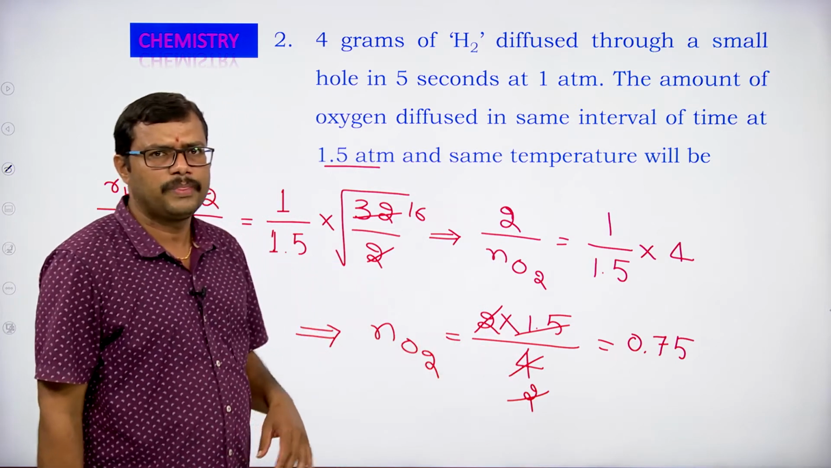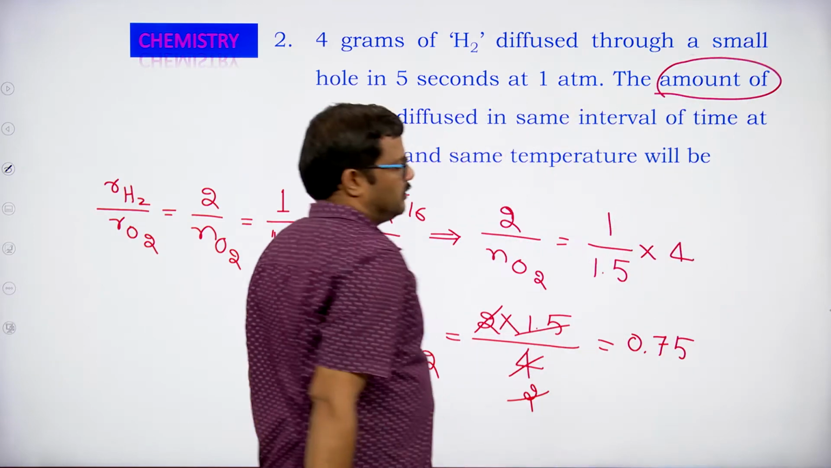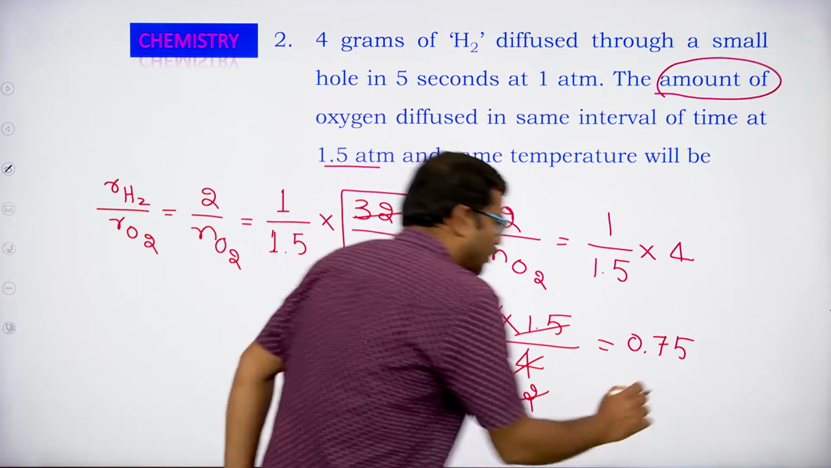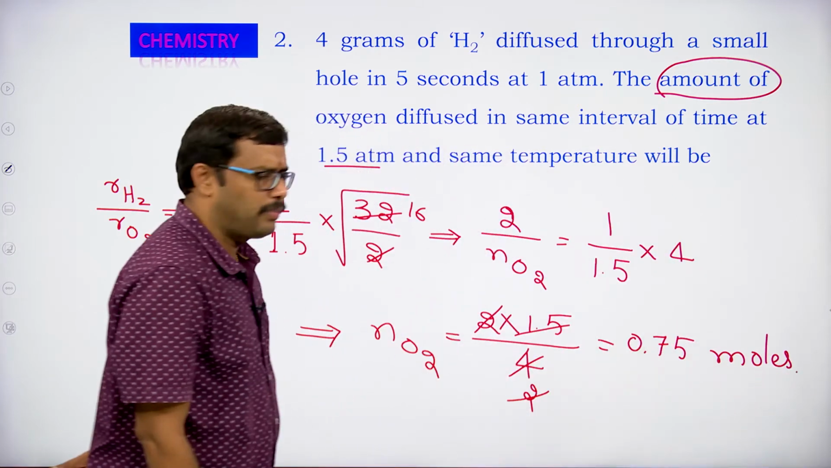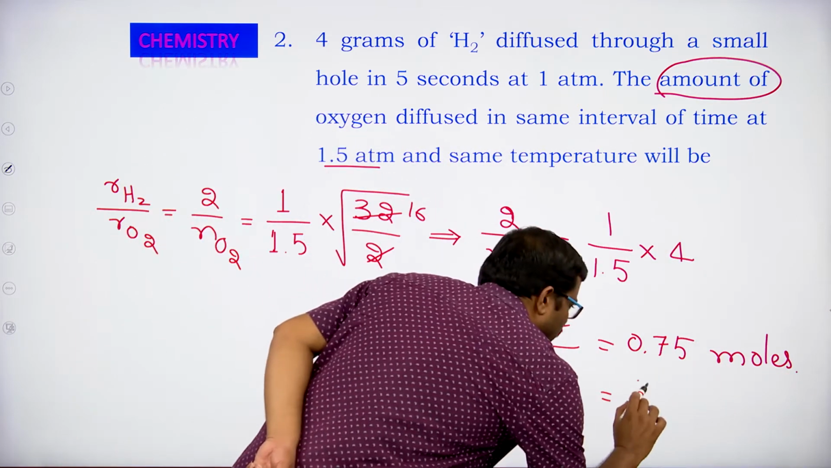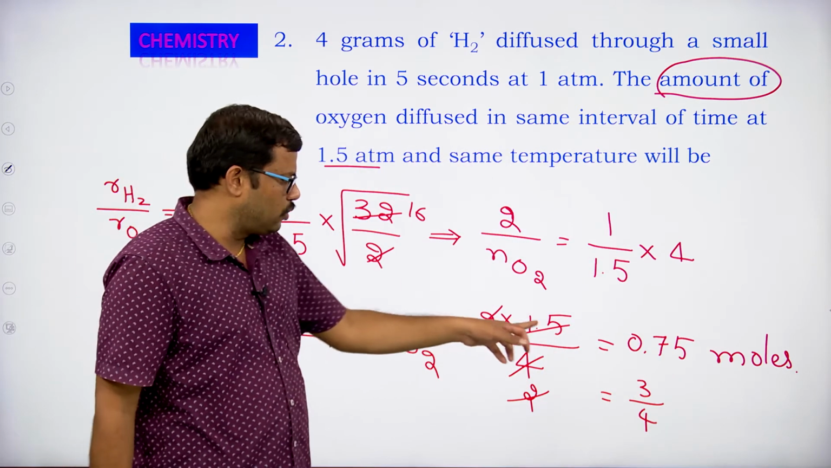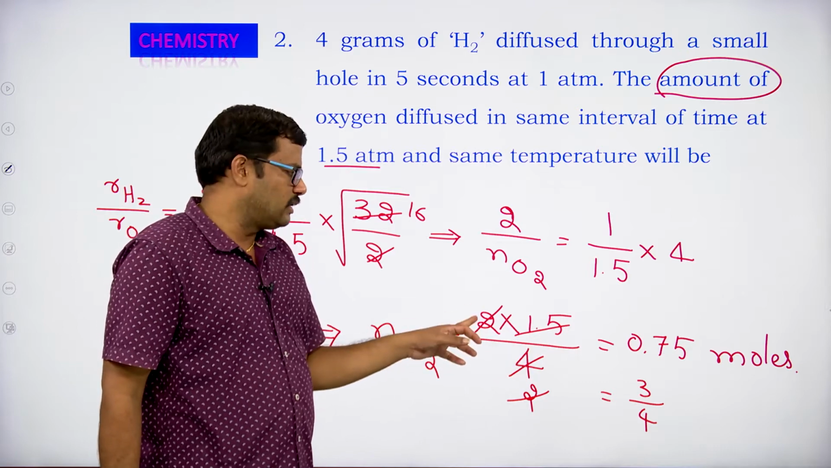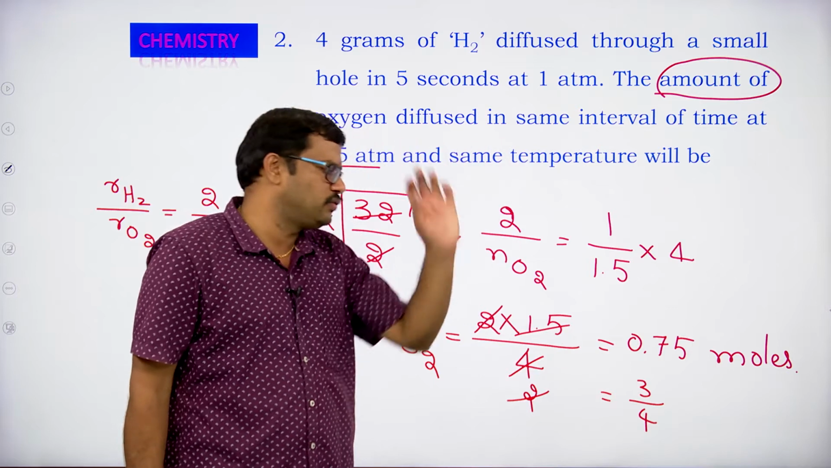Is it over? No, it is not over. What do you have to calculate? We have to calculate the amount of oxygen. We got the number of moles now. So, the 0.75 moles we have obtained, or you can write it as 3 by 4 moles, okay. You can take 2 into 1.5, 1.5 2s are 3, 3 by 4. So, I am keeping it as it is. You can keep it as 3 by 4 or 0.75 moles.